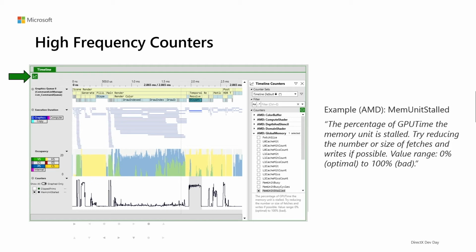The high-frequency counters are specific to each GPU manufacturer that supports them. You can click on this button next to the arrow up there to see which counters are supported on your current GPU. As an example, this screenshot shows a counter from AMD, which you can see has a really nice description to help you interpret the counter's values and use it to improve your GPU performance. Hopefully the contents of this screenshot look very familiar to Xbox PIX users. I think it shows just how far PIX on Windows has come to closing the gap with Xbox PIX.